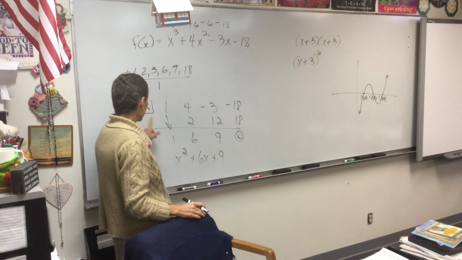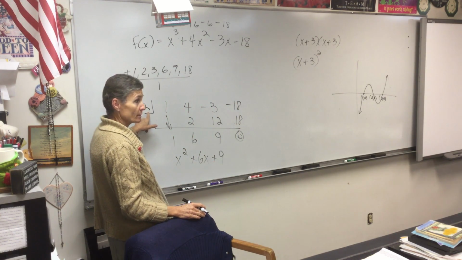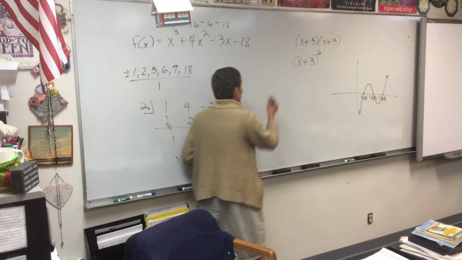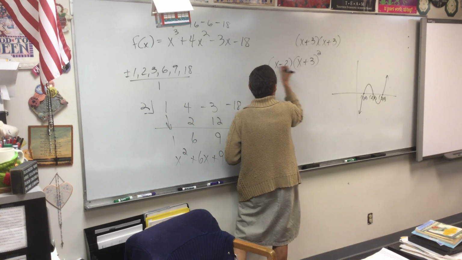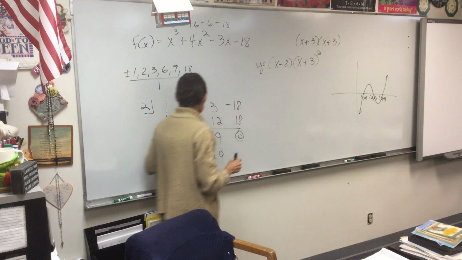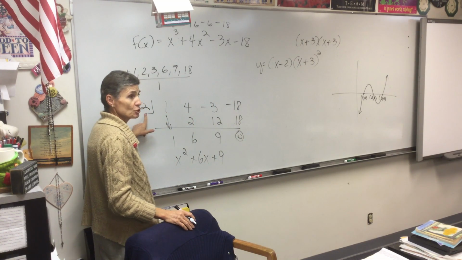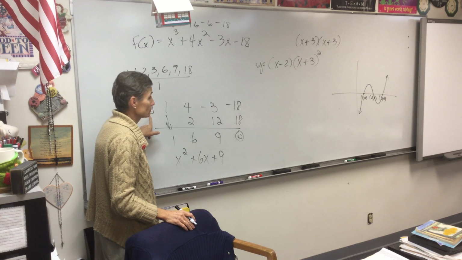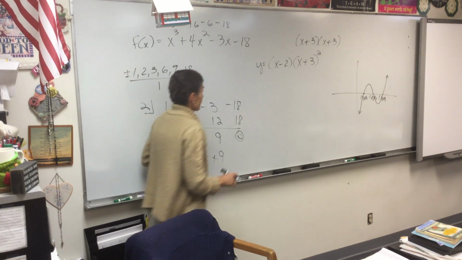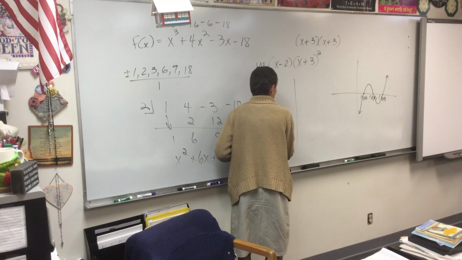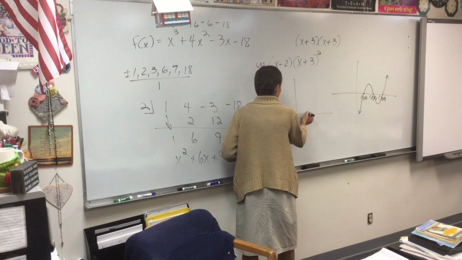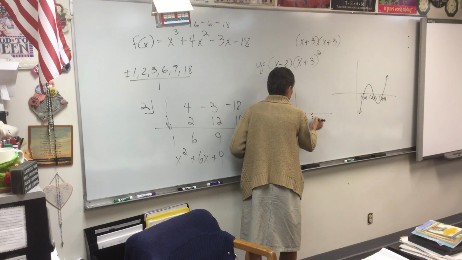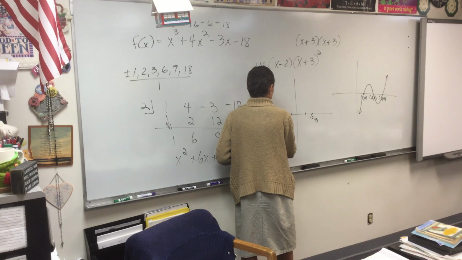Don't forget though, you've got another one. What's this one? X minus 2. You can't forget that one. You've got this x minus 2 guy right here that you guessed. You guessed the factor. So now you're going to sketch it. Now you're ready. You're going to have a dot at 2 and a dot at 3.